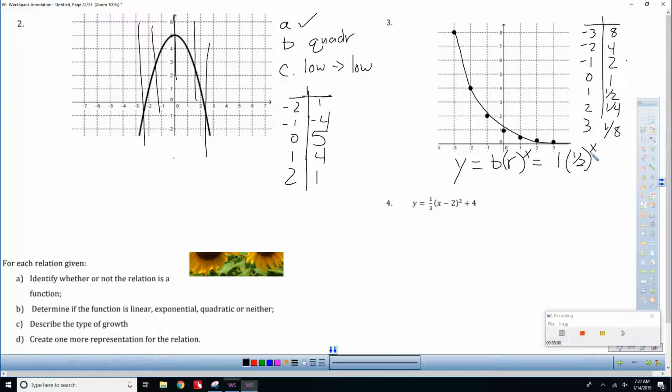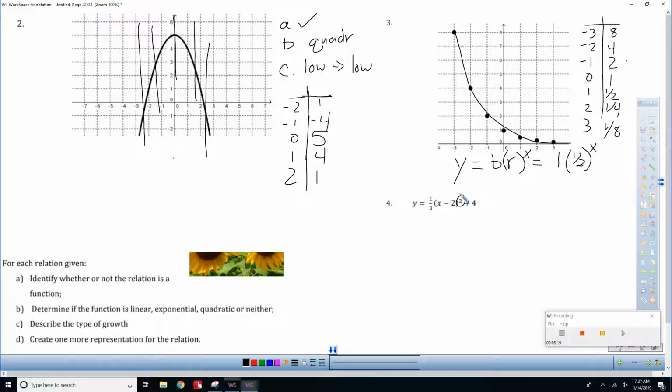Number 4, this is a function because it's written as y equals. Anything that can be written as y equals will end up producing a function. Okay? It's definitely going to be a quadratic because of this squared.